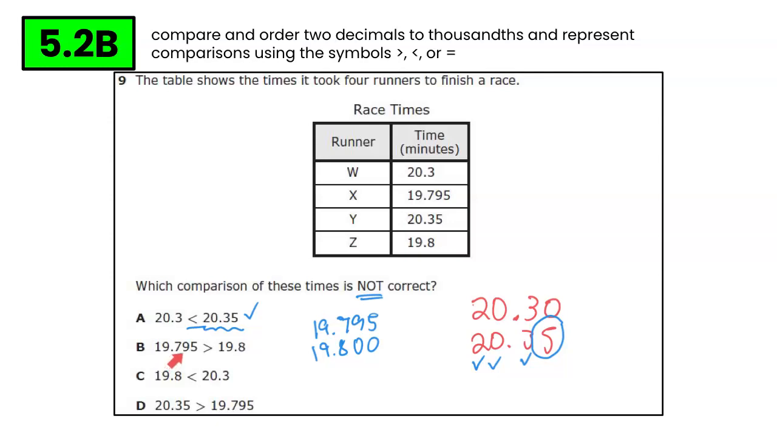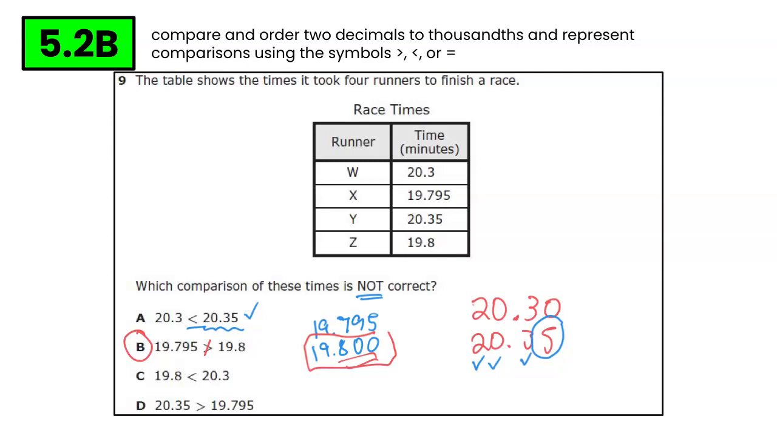careful is say that 795 is bigger than 8. But this is not 795, it's 795 thousandths, and that is actually smaller than 800 thousandths, which is true whenever we write those 2 zeros out. It makes it very clear that this is 800 thousandths, and so therefore we know that this number right here is greater. And so 19.795 is not greater than 19.8, and so letter B is the correct answer.